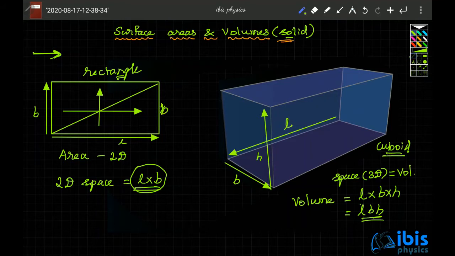Let me write this clearly. This is b, and this hypotenuse side is the square root of length square plus breadth square, which is root over L square plus B square. But here that can be extended from where to where.